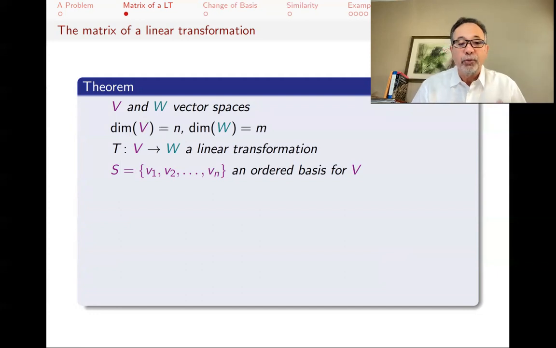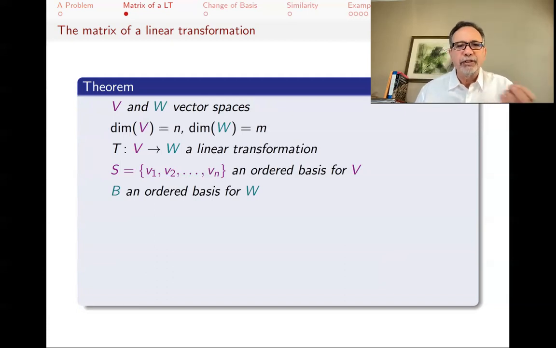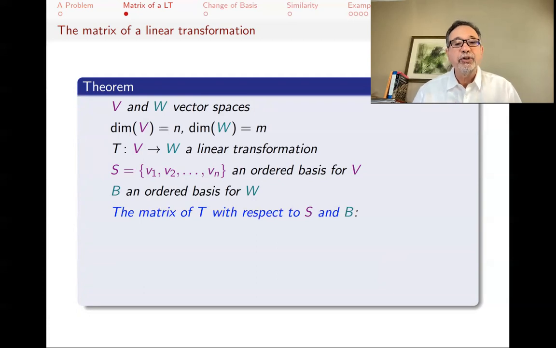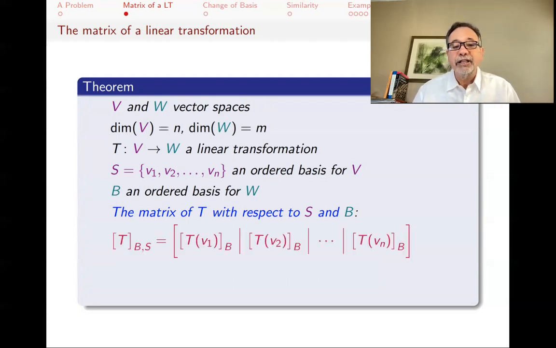for V, for the domain, V1 through Vn. There's n elements because the dimension of V is n. And you pick an ordered basis B for W. And that will have m elements, but I don't need to know the names of those elements. And so I've not written down what elements of B are. And then the matrix of T with respect to S and B, S is the basis of the domain, B of the codomain, is defined in this way.